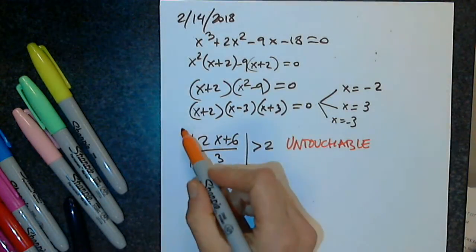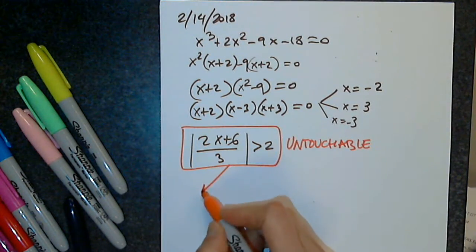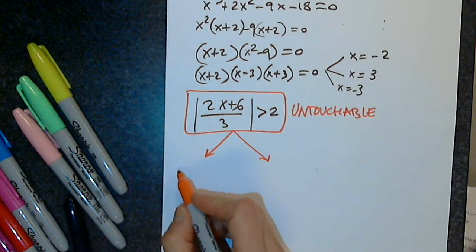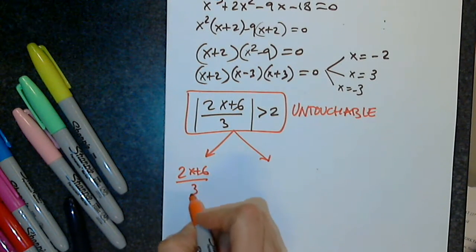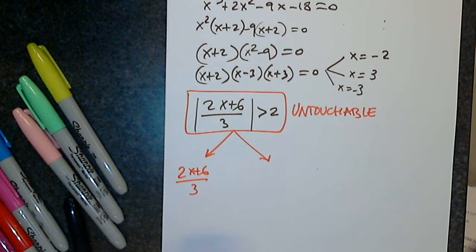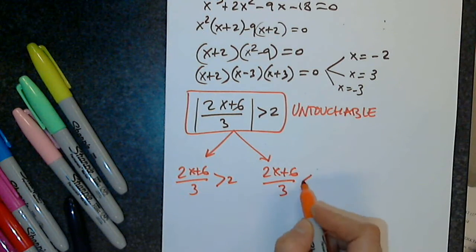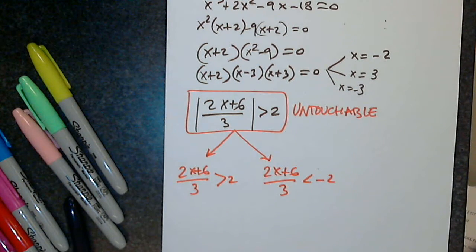What is it? There are 2 options here. What are the options? 2x plus 6 over 3 to be greater than 2. Awesome. And the other option? Less than -2. Very good. Okay? Can you take it from here? Or you need me to finish it up?